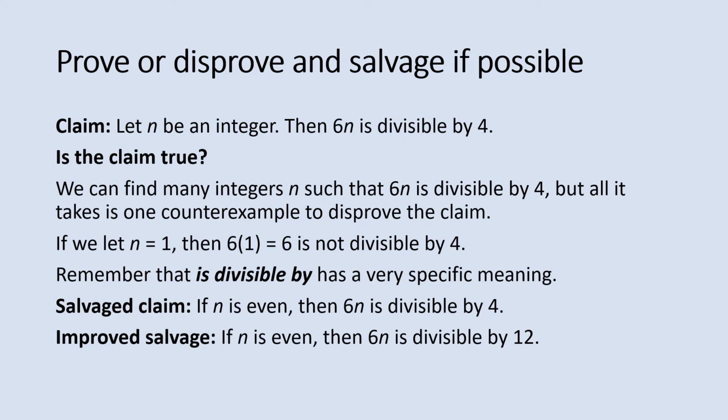The prove or disprove and salvage if possible idea is a bit more difficult than other scenarios because you don't know whether the thing you're looking at is true or not. And in real mathematics, when you're doing research, you don't know. You come up with an idea, you have a conjecture based on some data, some evidence, but you don't know whether it's true or not. So you try to prove it. If that doesn't work, you spend some time trying to disprove it. You go back and forth.